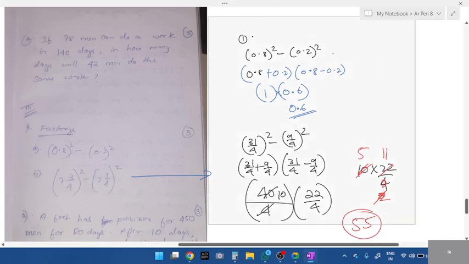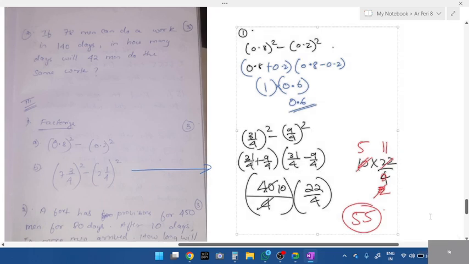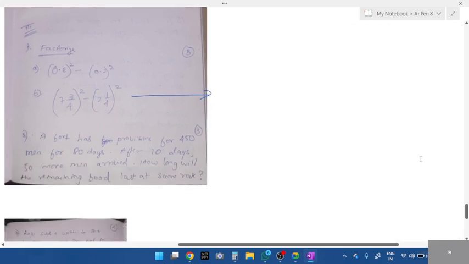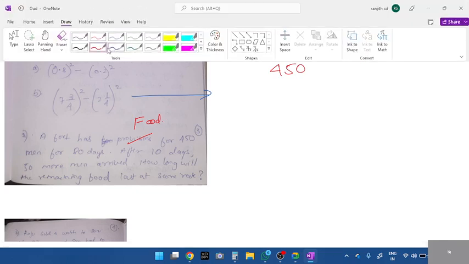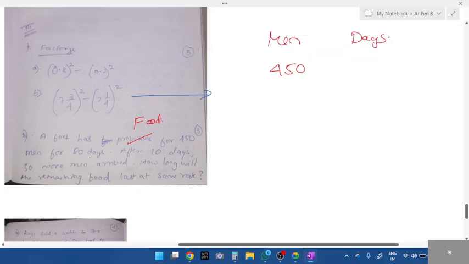Okay, shall I solve the next one? Will you check the next one? Yeah, next one. A fort has provisions. Provision is food. A fort has food for how many men? Men and days, students. Let us take men and days. How many men? 450. Number of days? 80 days. See, only this question is different from the other question. 80 days is given. After 10 days, how many days are left?